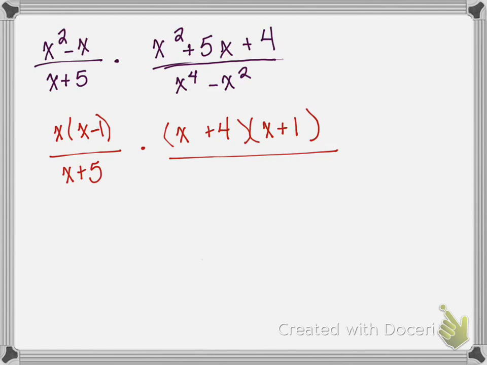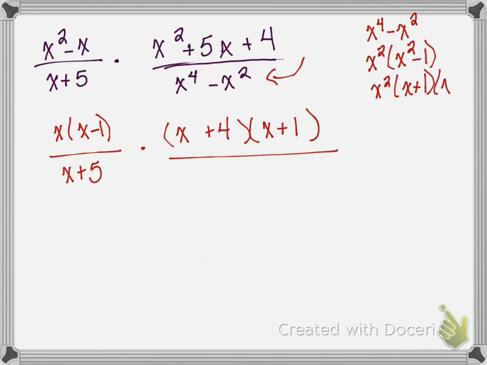Okay, now I want us to look at this right here. I want to do it off to the side so that you can see exactly what's happening. The first thing that I do with x to the 4th minus x squared is I pull out my common factor. And my common factor is x squared. So then I'm left with x squared minus 1. Be careful there because x squared minus 1 is a difference of perfect squares. It factors to x plus 1 and x minus 1. Sometimes students forget that 1 is a perfect square.